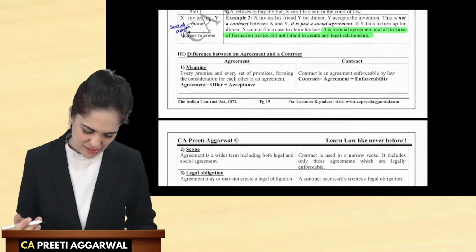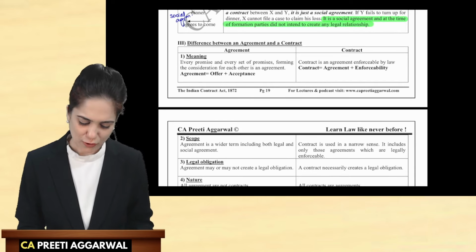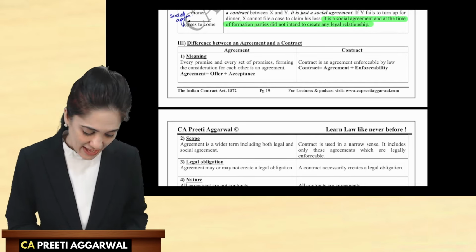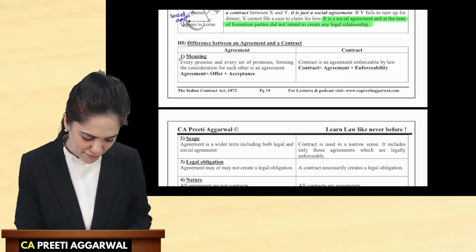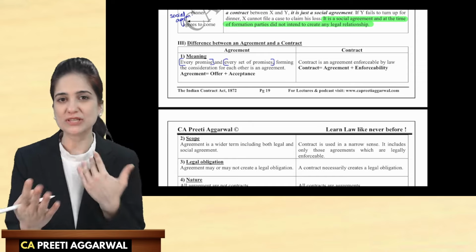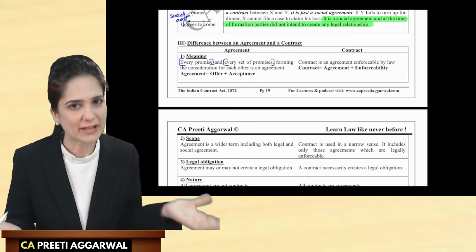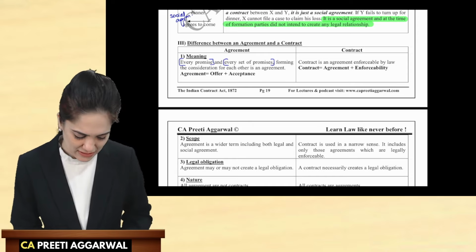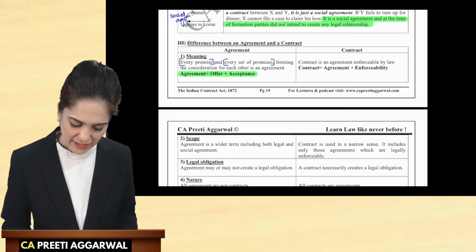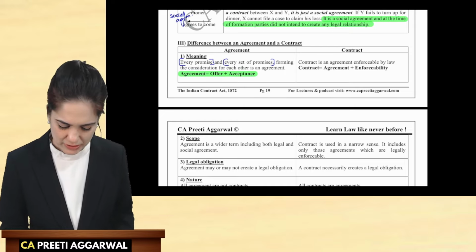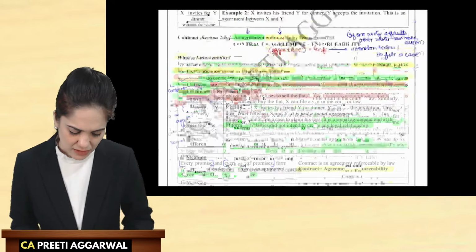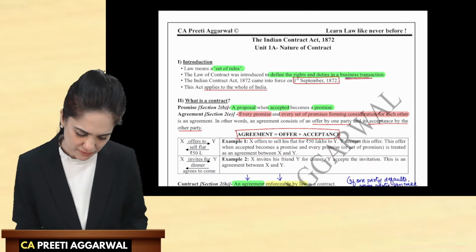What is the difference between agreement and contract? This can be asked as an exam question. What is the meaning of agreement? Every promise and every set of promises forming consideration for each other is an agreement. So we start with the definition: agreement is nothing but offer plus acceptance. What is a contract? An agreement enforceable by law is a contract. Wait now, did you notice something over here?